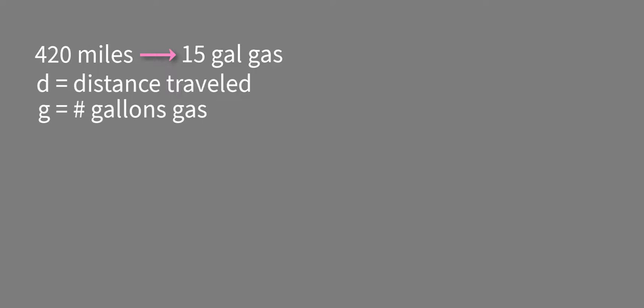So the first thing we need to do is find our unit rate. Because of the way this is set up, we could use gallons per mile. We could also more traditionally set up miles per gallon. So we'll go ahead and use miles per gallon first. So again, we're finding the unit rate. We have 420 miles per 15 gallons.